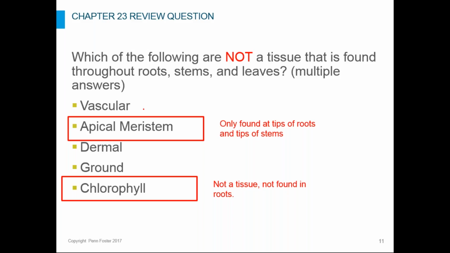Good job. I think that ground is a tricky one because you look at that and you might think, well, it's only in the roots, right? It's underground. That's not what ground tissue means in this case. So ground is one of them that's found throughout the whole plant, even in the leaves and the stem. And dermal tissue covers the entire plant. So the outside of the roots and the outside of the stem and the outside of the leaves, they all have some sort of dermal tissue.